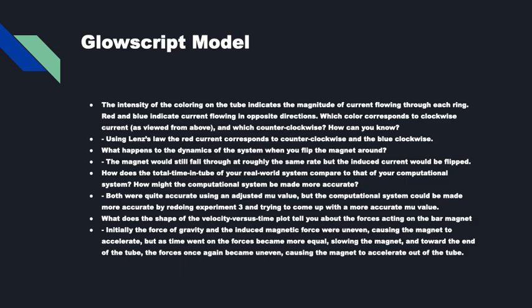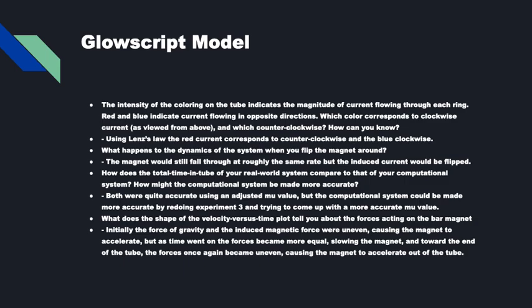How does the total time in tube of your real-world system compare to that of a computational system? And how might the computational system be made more accurate? Both were quite accurate using the adjusted mu value, but the computational model could be made more accurate by redoing experiment 3 and trying to come up with a more accurate mu value.